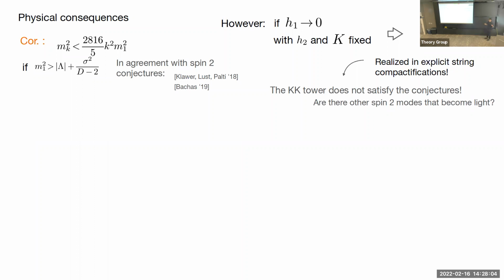And so the KK tower doesn't satisfy this conjecture, but the conjecture doesn't tell you exactly which is the tower that's becoming very light. So an open question is whether in this limit of H1 going to 0, there are other spin-2 fields that are not in the KK tower that can become very light. And this is still an open question. We need to study more, but this is what we can prove in the KK spectrum.